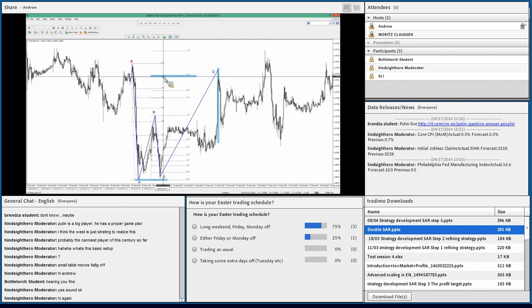So for me personally, I'll have the risk just above. If I'm looking at trading this, I enter on a limit order at the 886 area here.